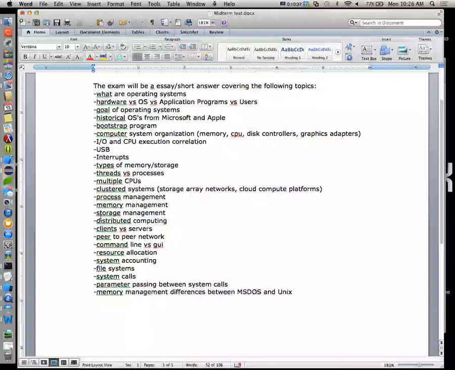Distributed computing, again, kind of the cloud stuff. Clients versus servers at the software and the hardware level. Peer-to-peer networks, so best way to steal music. Let's see. Command line versus GUI. Resource allocation, which really the study of operating systems is all about resource allocation. Everything that we do in operating systems is about managing various resources so that as many people who care are happy at all times.